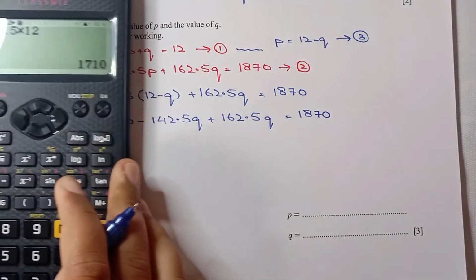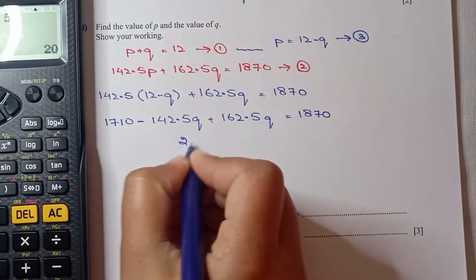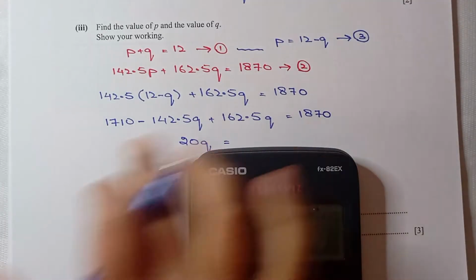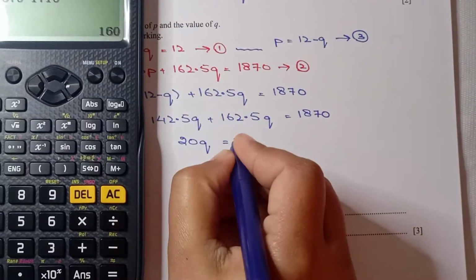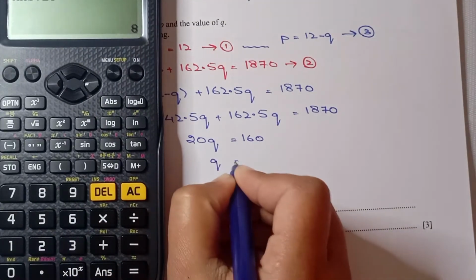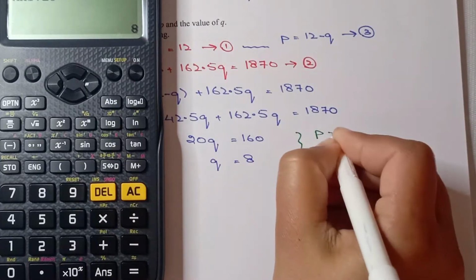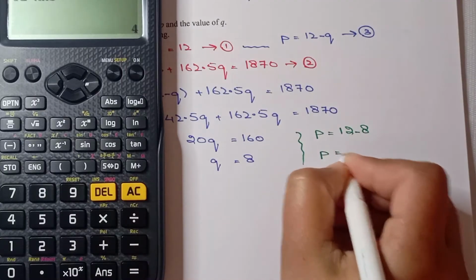Okay, so now we have 162.5 subtract 142.5, we have 20q, and this would be equals to 1870, and then subtracting 1710, we get 160. So for q we need to divide it by 20, so the q value is 8. So we got q equals to 8. Now just substitute the q value in equation number 3. We got the p, so p would be equals to 12 minus 8, so 12 subtract 8 would be 4, so p is equals to 4.